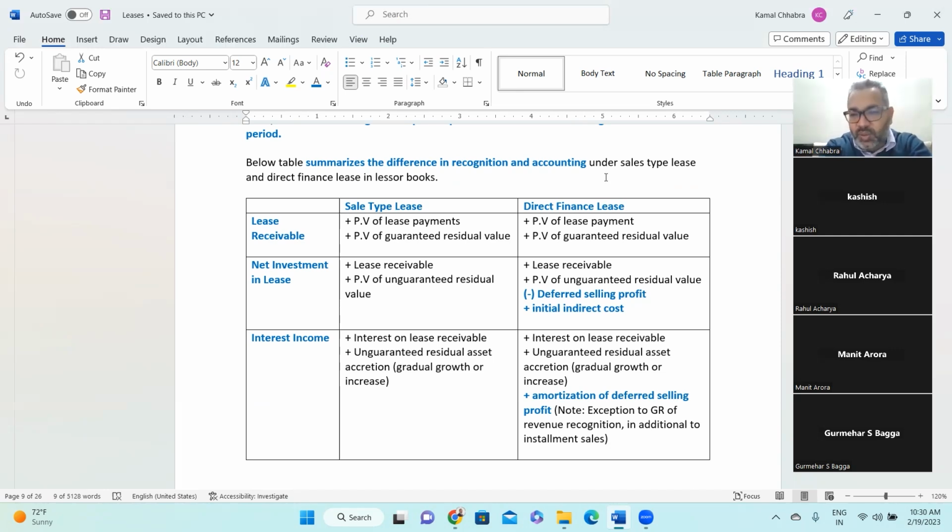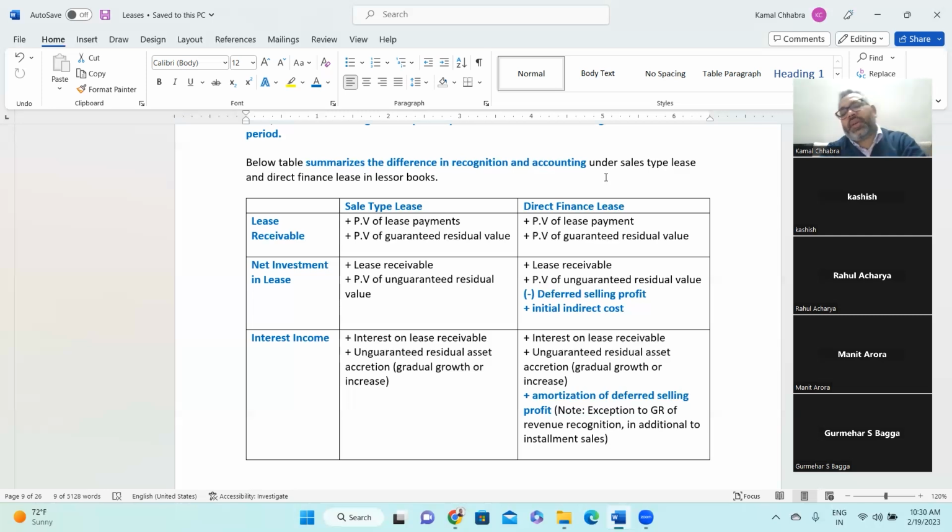So that additional $10,000 which you now expect is also to be accounted for in the interest income, because you have not paid anything for it. It is a normal escalation or gradual growth or increase in the price for which you have not paid. So that is considered as interest income in your books. Make sense? Rahul, Gurmehar, Ashish? Yes, sir.